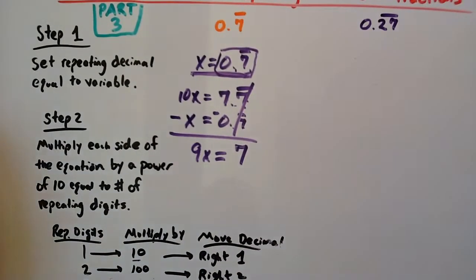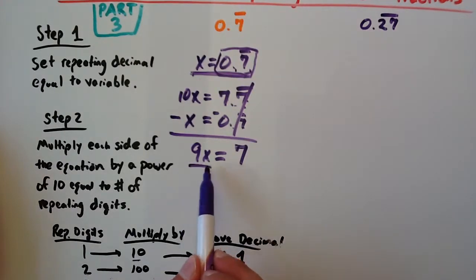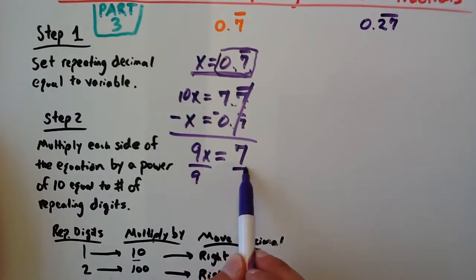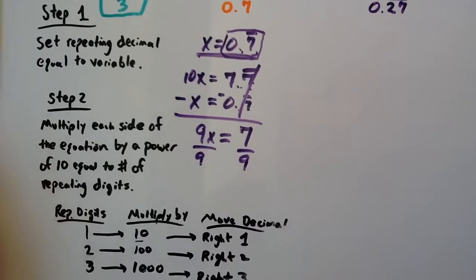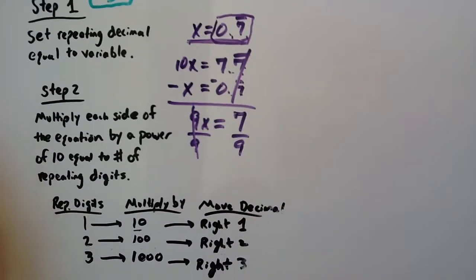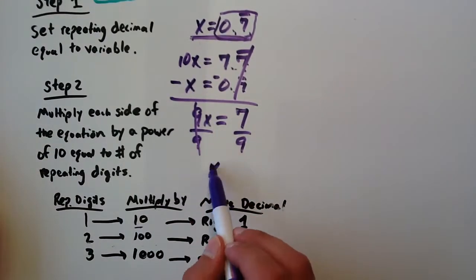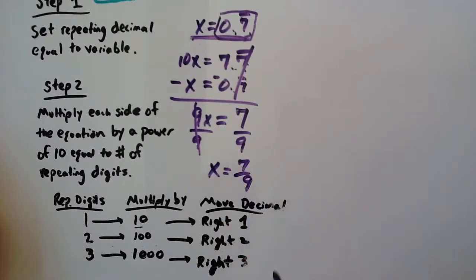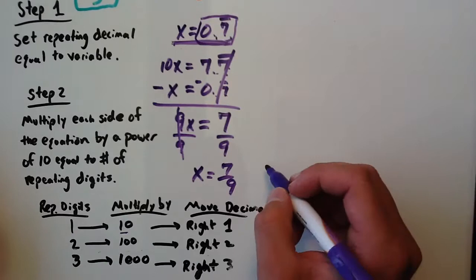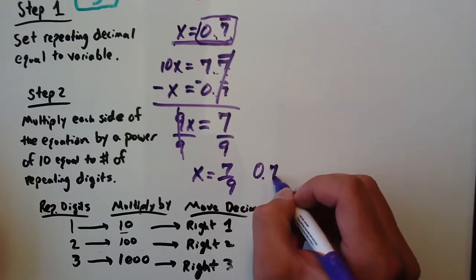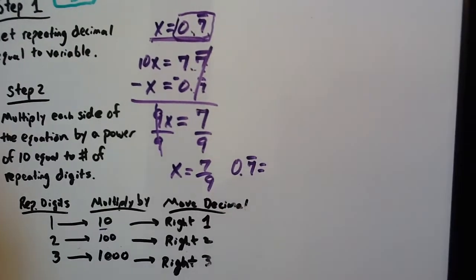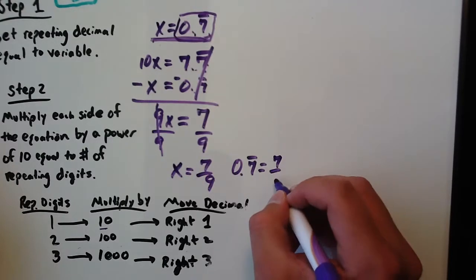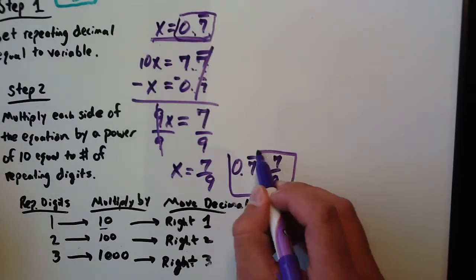So to solve for x here, we're going to divide by the coefficient. We're going to divide by 9. Of course, we do that on both sides. Those 9s simplify to 1 times x, which is x, and x equals this fraction, 7 over 9, which is simplest form. So what we found here is that 0.7 repeating, that's decimal form. In fraction form, that is equal to 7/9.